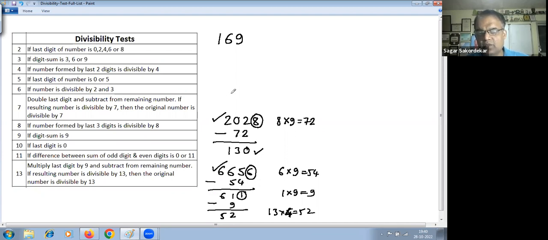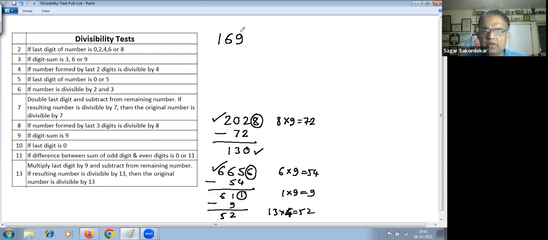So that way, whatever answer you get after performing the steps here, you should get a number which is divisible by 13, and then only you can conclude that 169 is divisible by 13. Just confirm if anybody is getting this rule satisfying. Just say yes or no at least in the chat box. Yeah, very good, Shaina. That's correct. Very good.